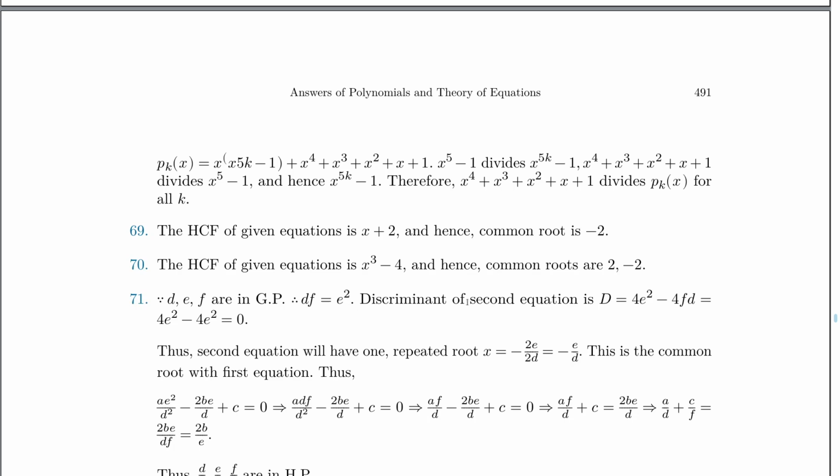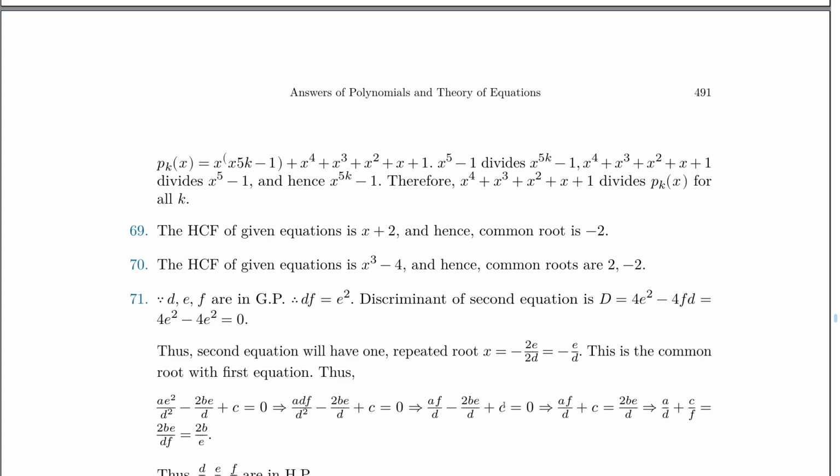Now if you look at the discriminant of the second equation, that is D is equal to 4e square minus 4fd. And we have fd is equal to e square. So we substitute it, we get 4e square minus 4e square is equal to 0. Now discriminant being 0 means the second equation will have only one root, which is the repeated root, which is equal to minus 2e by 2d, which is equal to minus e by d, which is the common root with the first equation. So we substitute x is equal to minus e by d in the first equation.